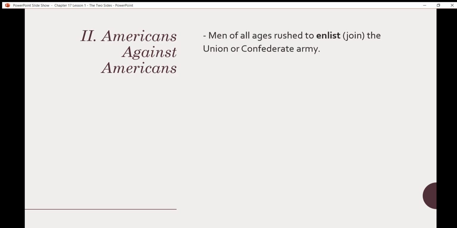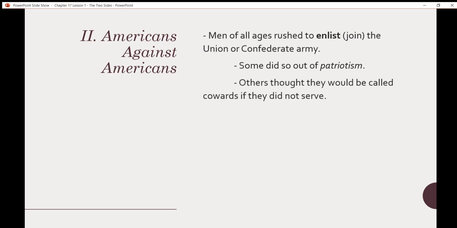Men of all ages rushed to enlist. Enlist is another vocabulary term which means to join. Rushed to enlist in the Union or Confederate Army. Everybody wanted to be a part of the war at the time. Some did so out of patriotism, the strong belief that they should defend their country, whether it was the Union or the newly developed Confederate States of America. They had this sense of patriotism in defending their idea of a country.